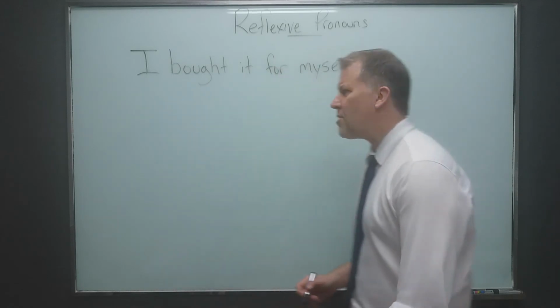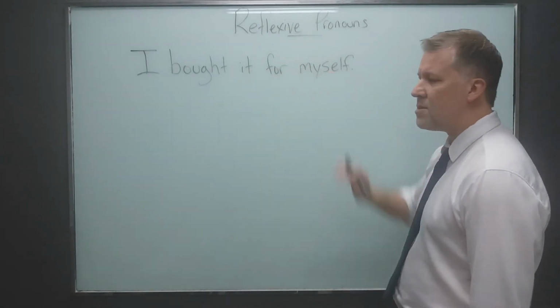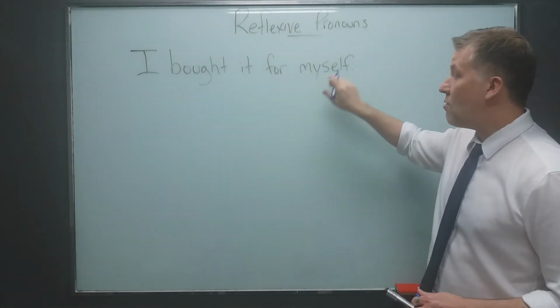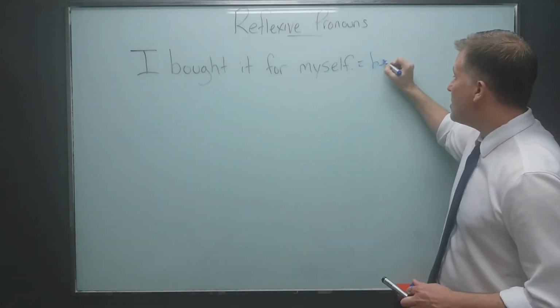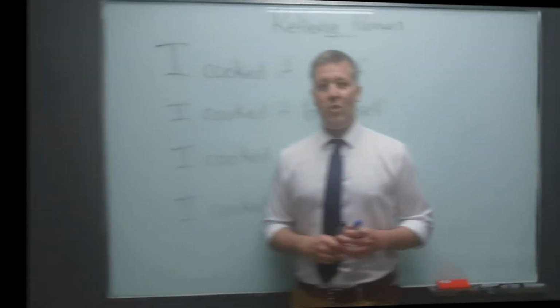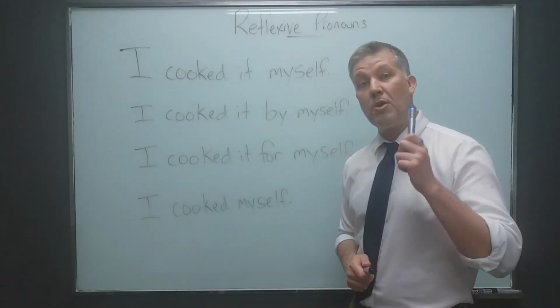Now what if I add this preposition for? I bought it for myself. If I use for, this means the object, or myself, gets or receives some benefit from this action. Now to clear this up, let's take a look at these 4 sentences using the verb cook.